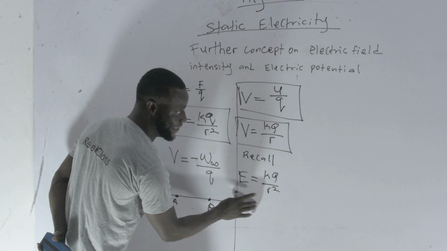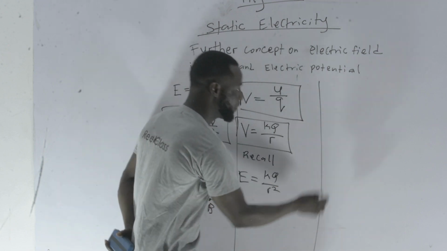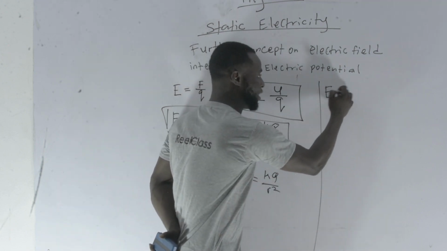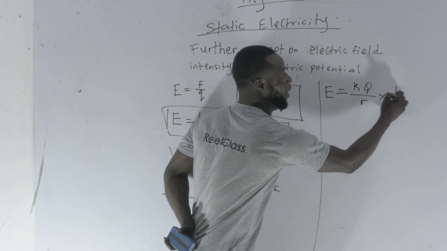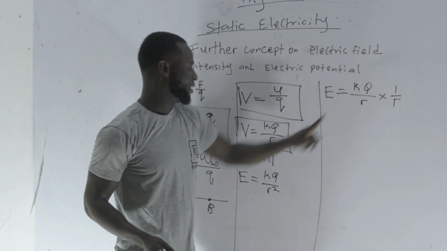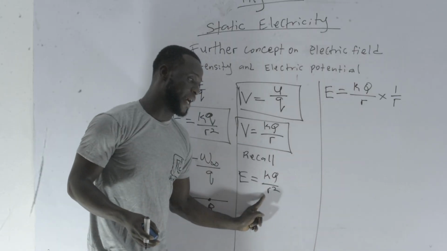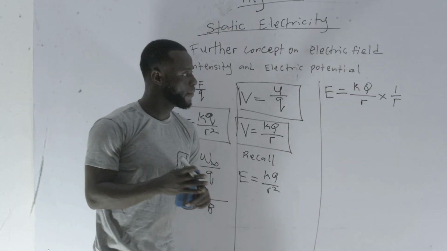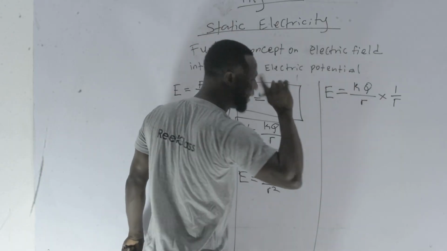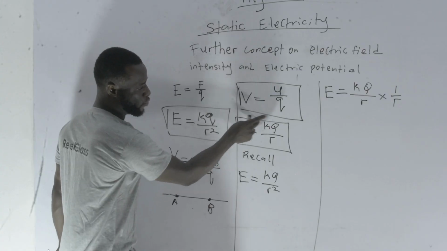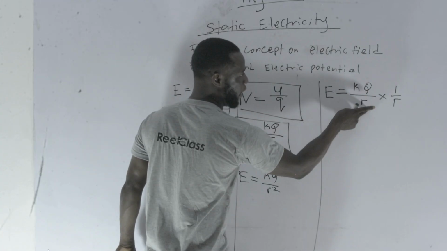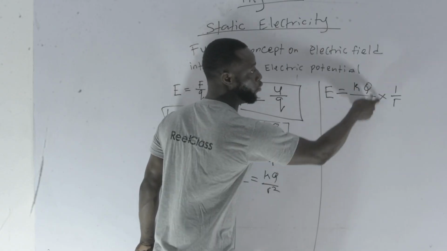Mathematically, I can rewrite this as E equals KQ over R times 1 over R. Look at this equation, they are exactly the same. But this KQ over R rings a bell. And what is that bell? This: V is equal to KQ over R, and this is KQ over R, which means I can replace the whole of this with V.